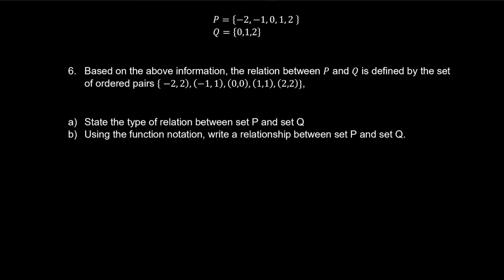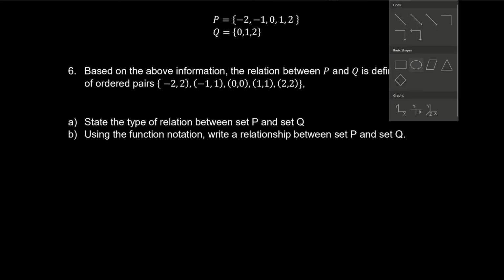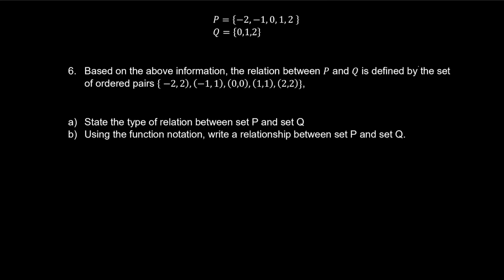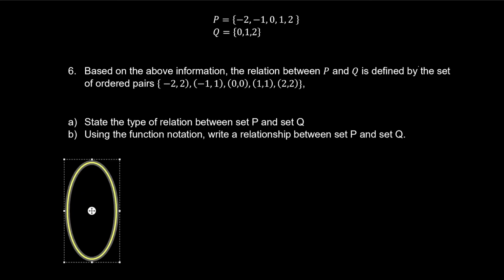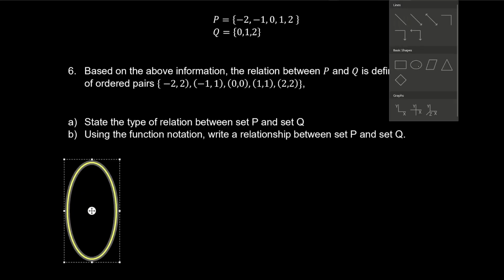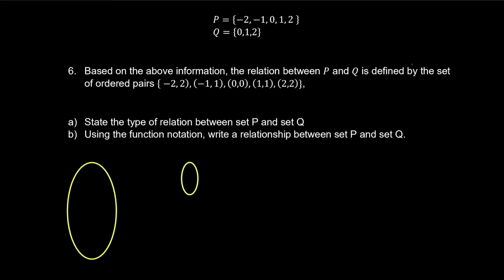Question number 6. They show us, based on the above information, the relation between P and Q is defined by the set of ordered pairs, (-2, 2), (-1, 1), and so on. So the best way of doing this one is we translate to become something we are more familiar with, which is the arrow diagram. So let us try to plot the arrow diagram here to see what is going on.